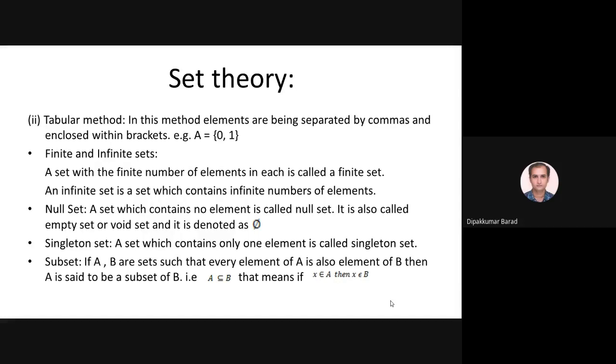Now null set. A set which does not contain any element, we call it a null set, which we denote by phi. We call it a null set or empty set or void set. Now singleton set means a set which contains only one element. And subset: suppose A and B are two sets, and every element of A is also an element of B, then A is said to be a subset of B. So for every x belonging to A, x is also an element of B.